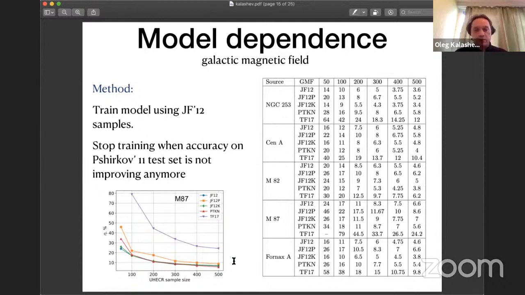And with this technique, we achieved quite good performance for the test statistic, even in the case of somewhat different magnetic field models. However, there are cases when the performance drops dramatically. Especially this is the case for the source M87 and the magnetic field model which is marked here as TF17. So there are some combinations which don't work well.